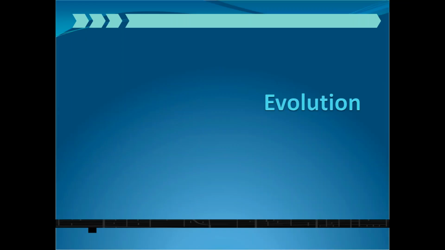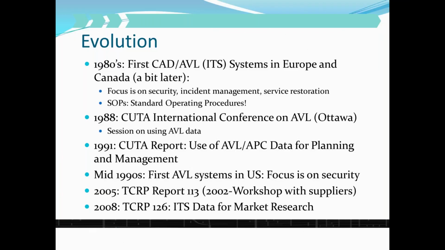So in terms of evolution, for those of you that may not have as long a background as Bill and I in this field, AVL systems date back to the 1980s, first in Europe and then in Canada. But the focus of most of the systems put in place, and remains until today, is primarily on security, incident management, and service restoration to some extent. And the industry relies primarily on standard operating procedures.